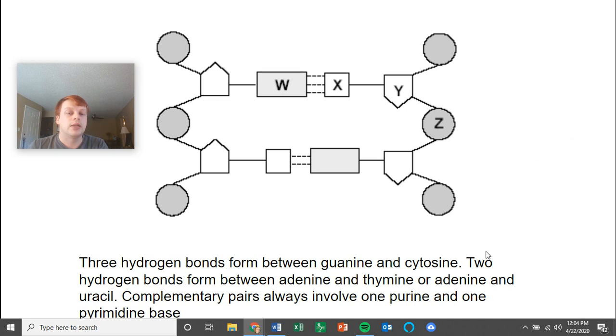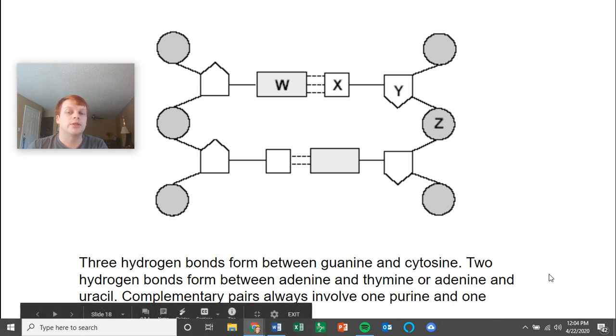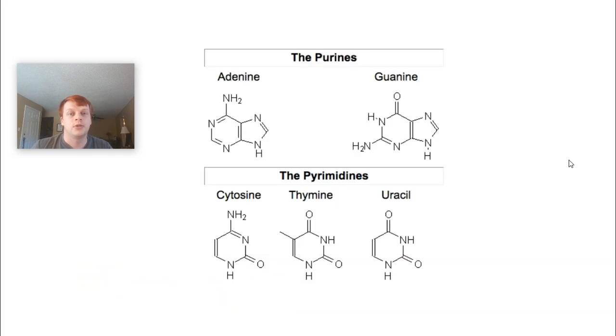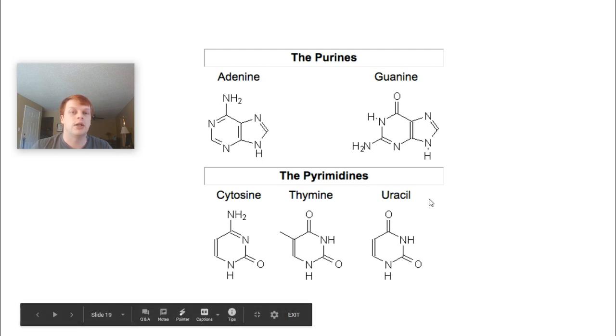But the other thing about that is that those base pairs are always one purine and one pyrimidine structure. So again, these are our purines, adenine and guanine. The pyrimidines are cytosine, thymine, which are involved in DNA replication, and then uracil, which is in RNA. So adenine always pairs with thymine, guanine always pairs with cytosine.